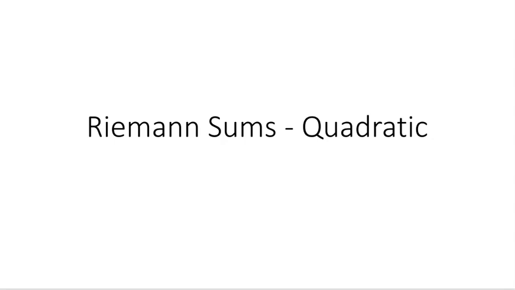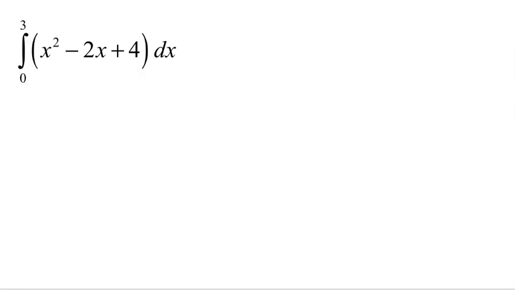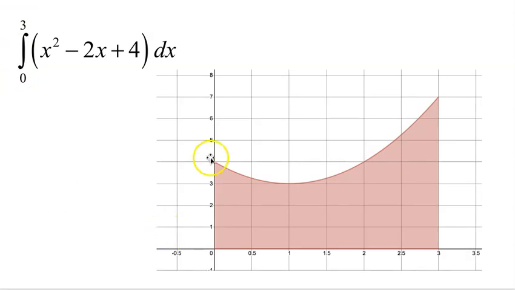This lesson is on Riemann sums for quadratic functions. So our first example is the integral from 0 to 3 of x squared minus 2x plus 4 dx. Now what does that mean? That means we want to find the area under the curve on the interval as x goes from 0 to 3. So here is the function x squared minus 2x plus 4.